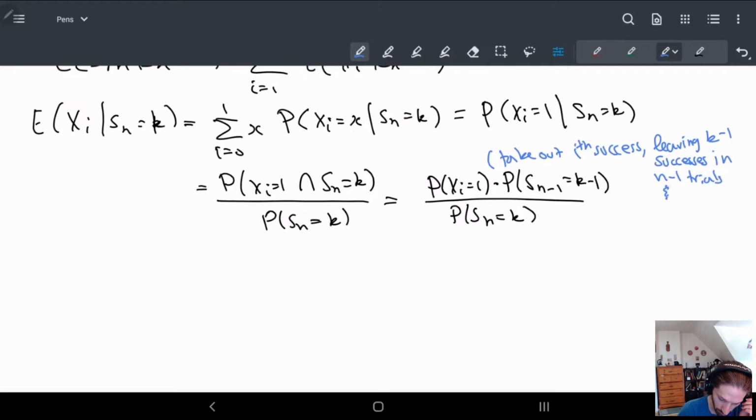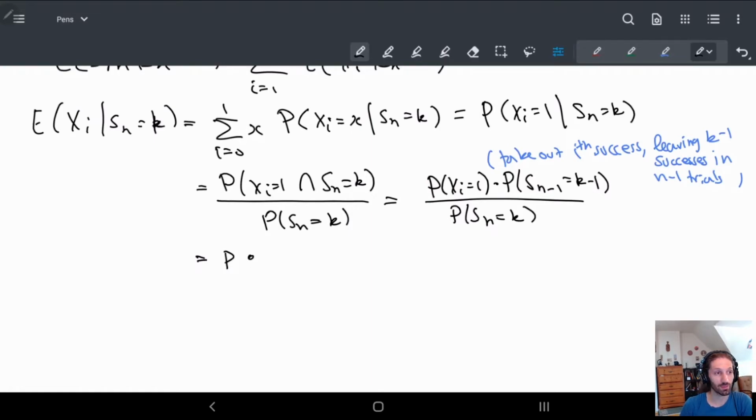And yeah, that's basically what I did. Now these are much more simpler to solve, right? We know all these things. So the probability that xi is equal to 1, well, this is just p. This is our given probability, so it's just p.